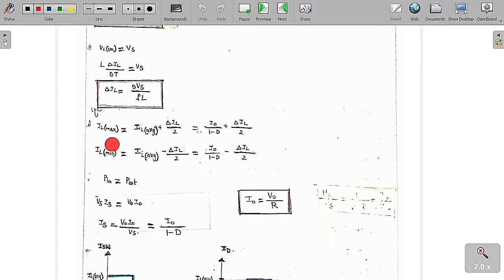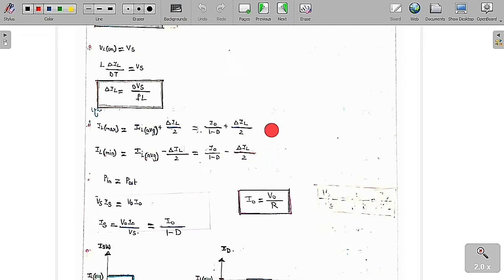I have already told you that IL maximum is equal to IL average plus delta IL by 2. But IL average, which we have just got, is I naught by 1 minus D, so IL maximum is I naught by 1 minus D plus delta IL by 2. Whereas IL minimum is equal to IL average minus delta IL by 2, which is I naught by 1 minus D minus delta IL by 2. By this we get the maximum value of the inductor current and also the minimum value of the inductor current.